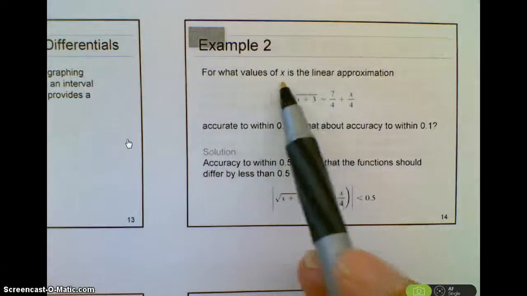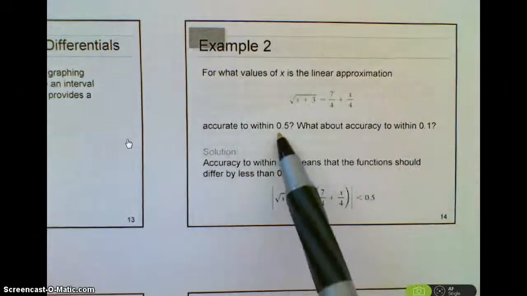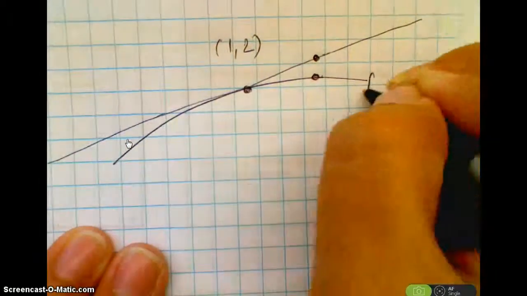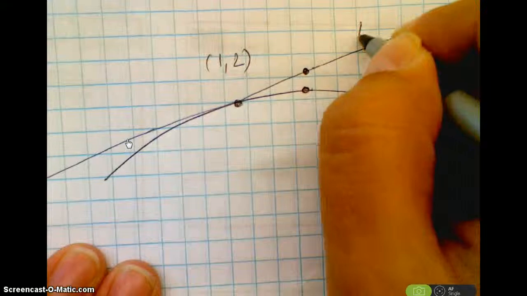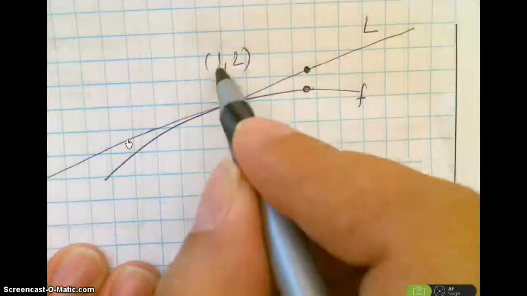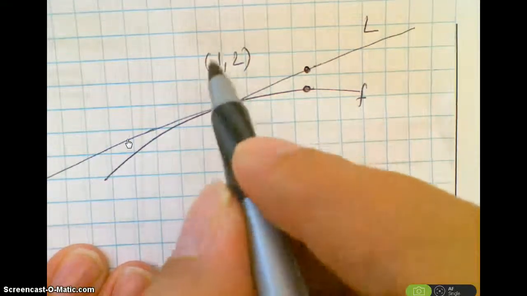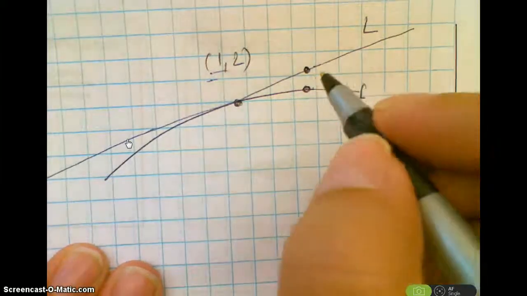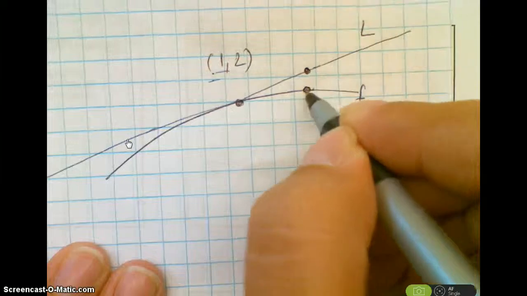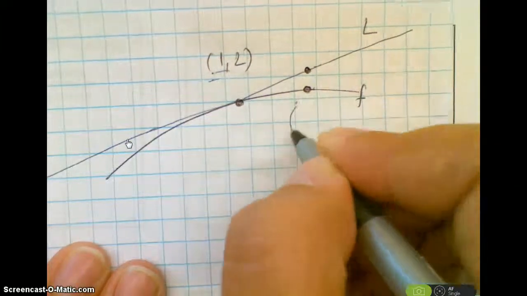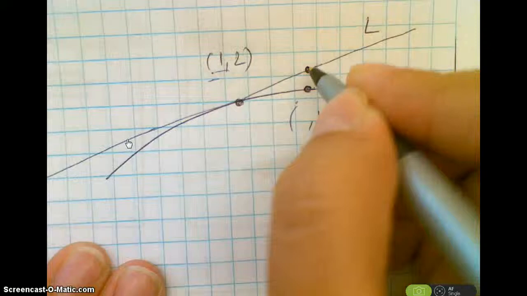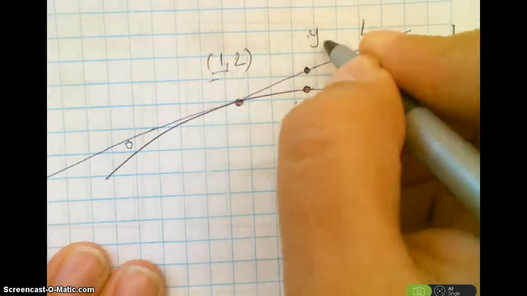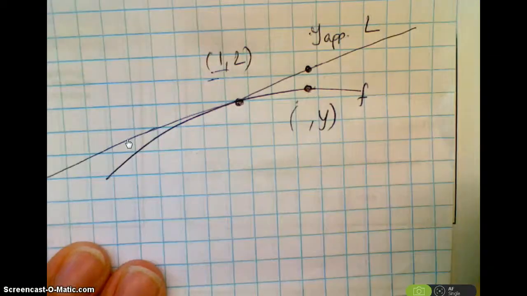Example 2 says, for what values of x is the linear approximation accurate to 0.5? So we have our function f, and then we have our linearization L, near the point (1, 2), or for values of x close to 1. You know how the y values give you an overestimate of the real y value. This point will give you the real y value, and this point, this y value would be the approximation.